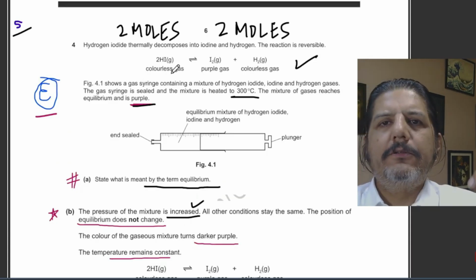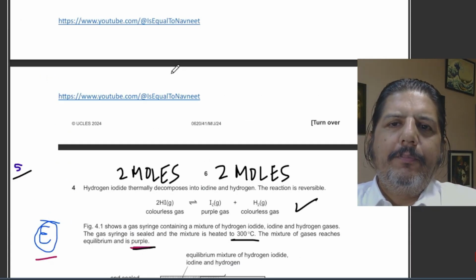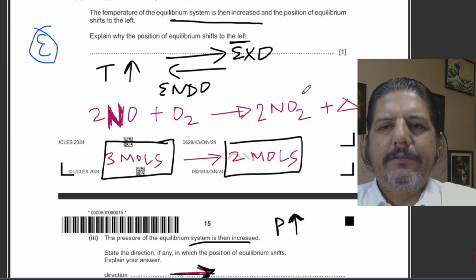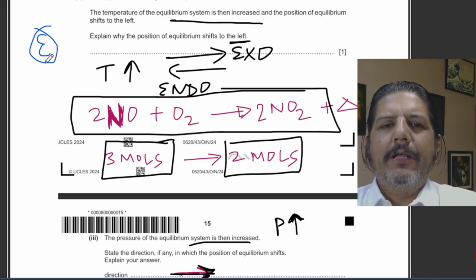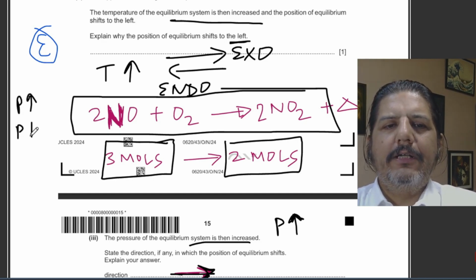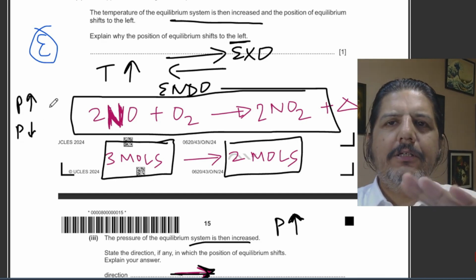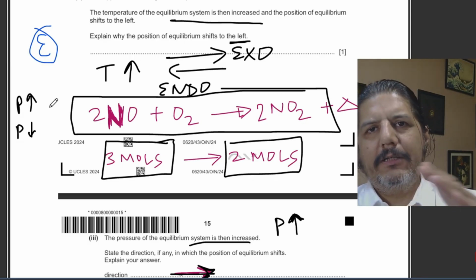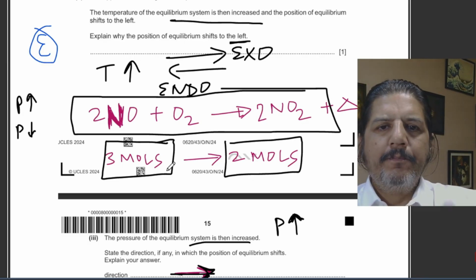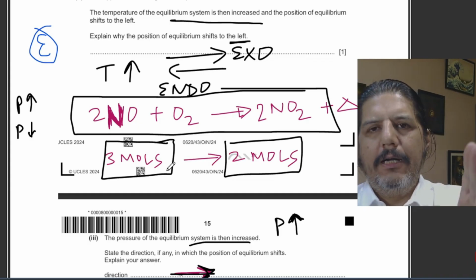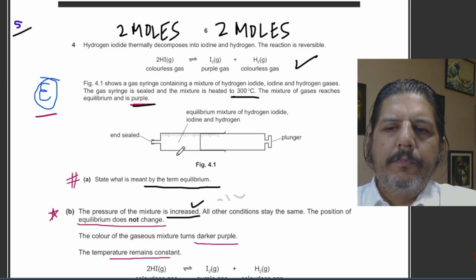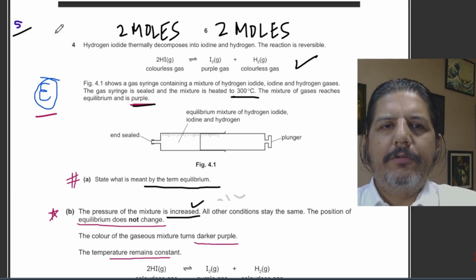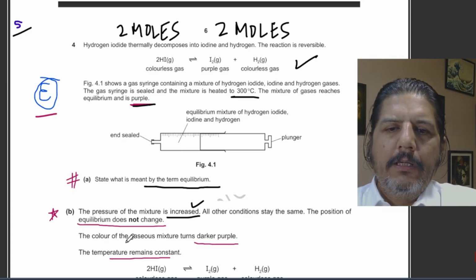Of course, the position won't change because, in a typical reaction where the left hand side is not equal to the right hand side, for example if we had taken an equation like this, if I increase or decrease the pressure, there will be a shift in the forward or backward direction because the number of moles on the left hand side and the right hand side are different. But in this equation, how will the pressure affect it? The position of equilibrium does not change. Yes, absolutely, pressure won't be able to change the equilibrium. But then here comes the interesting part: the color of the gaseous mixture turns darker purple.